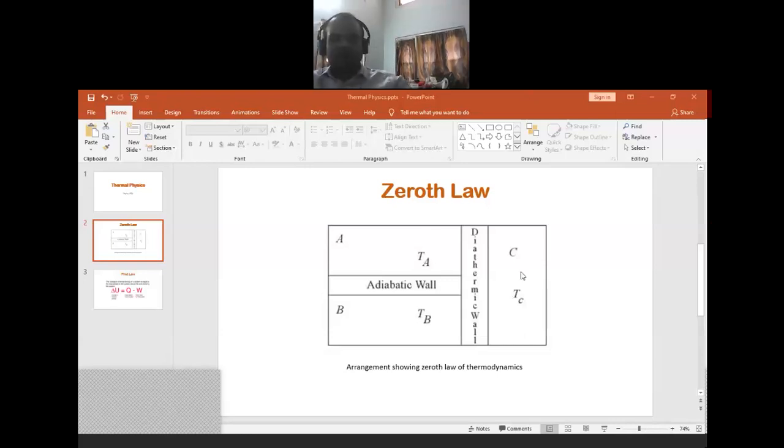Okay, so now we have to understand a little bit conceptually. Let us try to understand. Forget between A and B. Let us discuss what is going on between A and C or B and C. We said that A is in contact with C through a diathermic wall, and a diathermic wall means a wall through which heat can pass. What does that mean? That means heat will pass from A to C until their temperatures are equal.